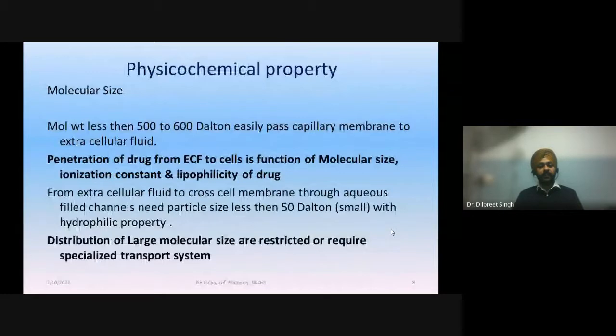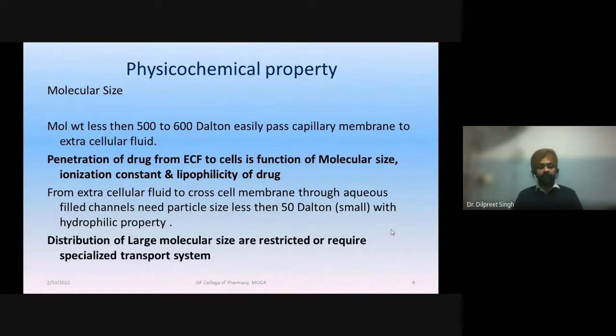First is the physicochemical property. A molecular weight of less than 500 to 600 daltons easily passes the capillary membrane to the extracellular fluid. The penetration of the drug from the ECF to cells is a function of its molecular size, its ionization constant, and the lipophilicity of the drug. For the drug to cross between different cell layers through aqueous filled channels, it needs a size of less than 50 daltons with marked hydrophilic properties. A drug with a hydrophilic nature and a size less than 50 daltons easily crosses the ECF membrane through aqueous filled channels.